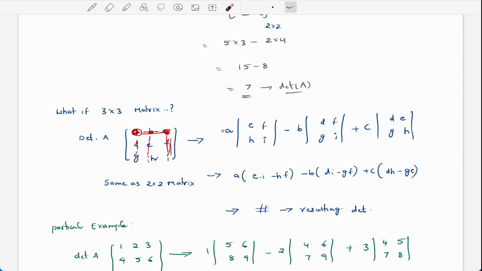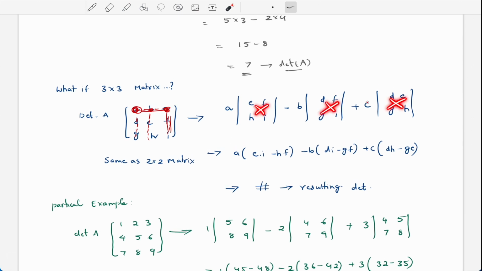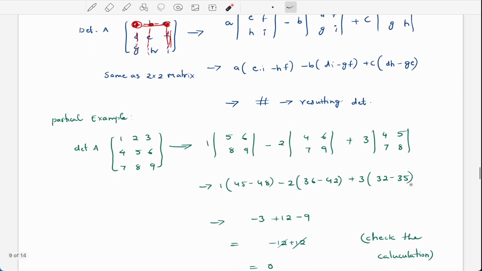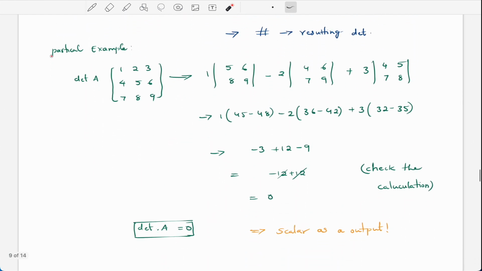After taking these, we have simple 2 by 2 matrices. We multiply diagonally and subtract: e into i minus h into f, d into i minus g into f, and d into h minus g into e. Whatever the calculation may be, the resulting determinant will be a scalar. That's it. Let me give you a practical example.